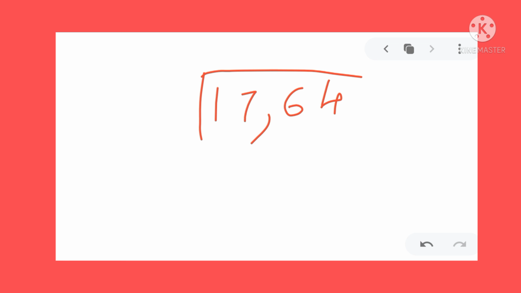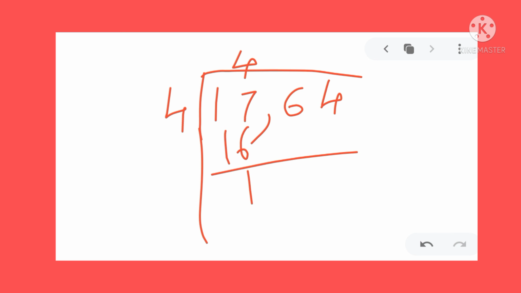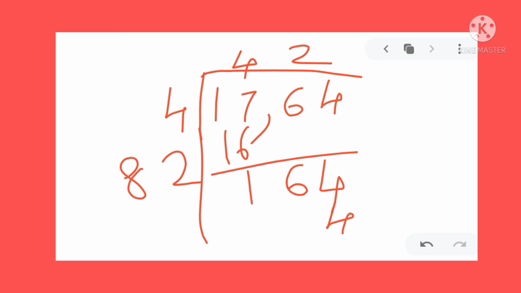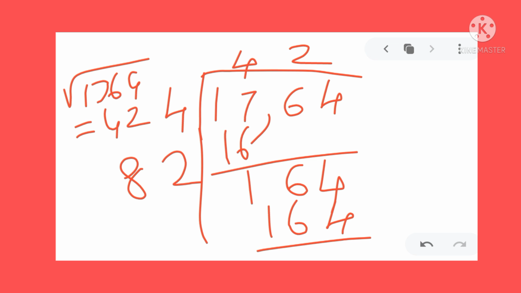Then next question, 1764. Make it a pair. 17 lies between 4 and 5. So we write 4. 4 4s are 16. 1. Write down 64. Double of 4 is 8. Since the number ends with 4, let us write 2 here. Here also 2. 2 2s are 4. 2 8s are 16. So root 1764 is equal to 42.